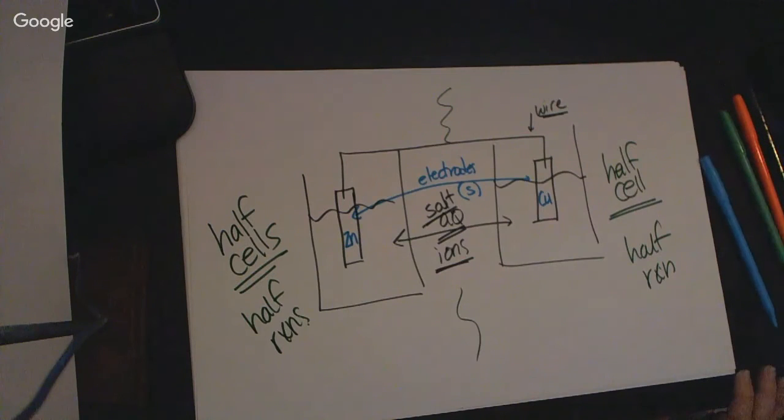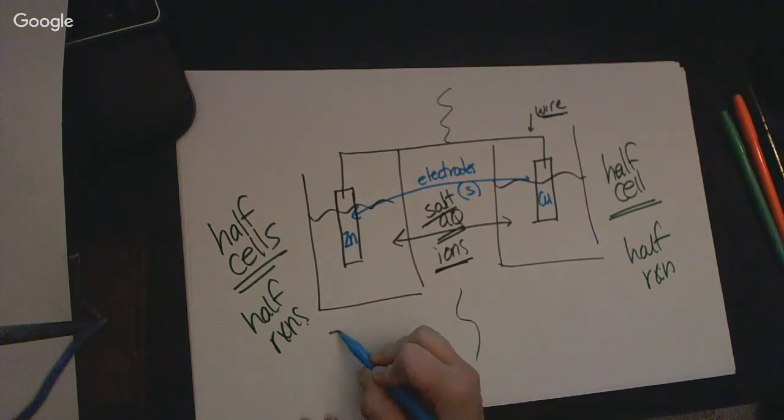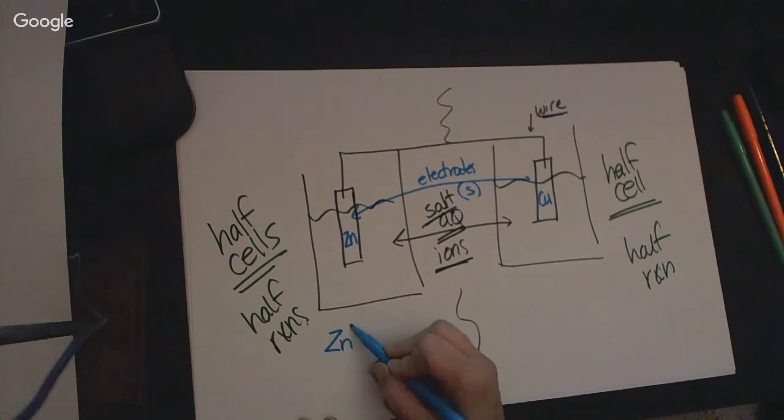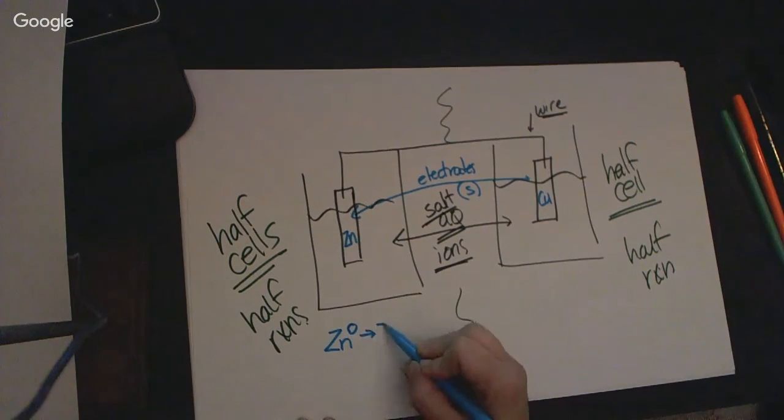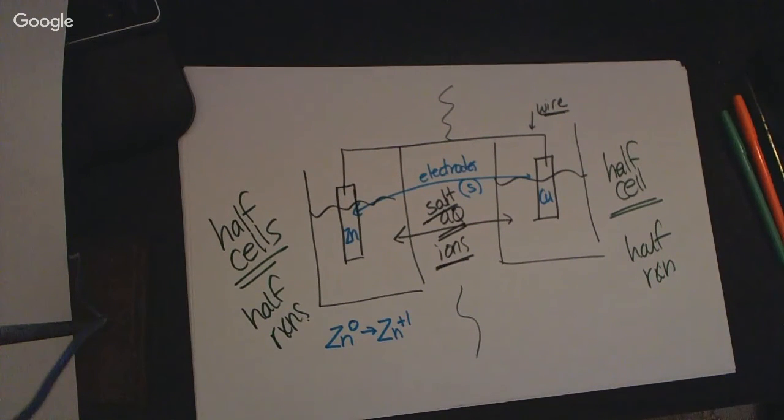Now, I'm going to tell you for the time being, and I'll explain to you how I knew that in a minute, that this zinc electrode is starting off as a zinc atom, and it is becoming zinc +1. And I'm telling you that right now. I don't expect you to know that. I will teach you how you would know that in a second.